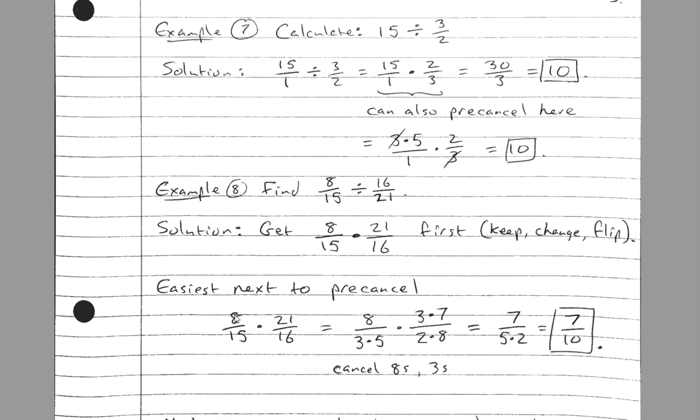But first, you can see there's a big simplification possible here. Now we're multiplying, so we can pre-cancel. Looking at this 8 and this 16, I see that 16 is 2 times 8. So we get a nice cancellation there. Also breaking these down a bit, 15 is 3 times 5, 21 is 3 times 7. So this 3 on top cancels with this 3 on the bottom. We're just left with 7 on the top and 5 times 2 on the bottom, so 7/10.